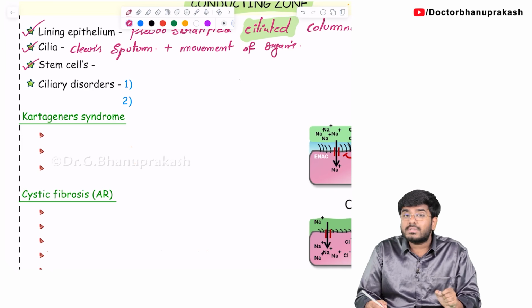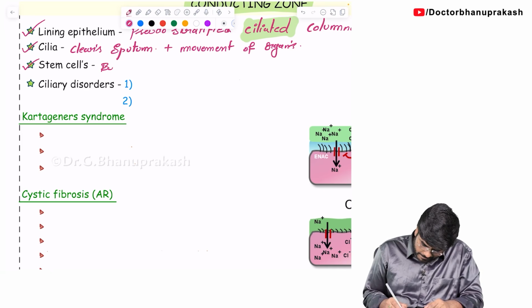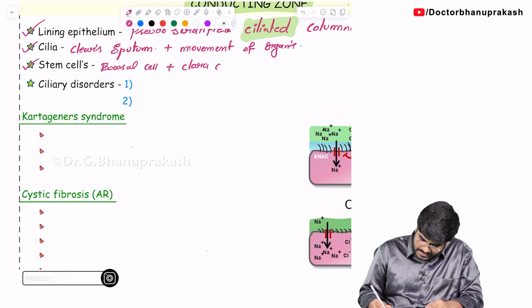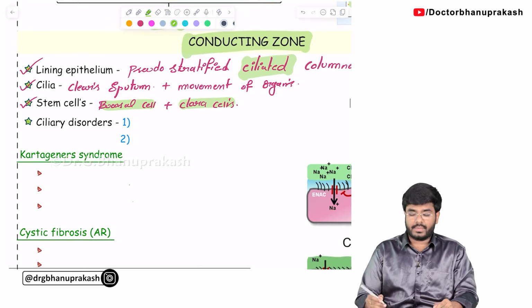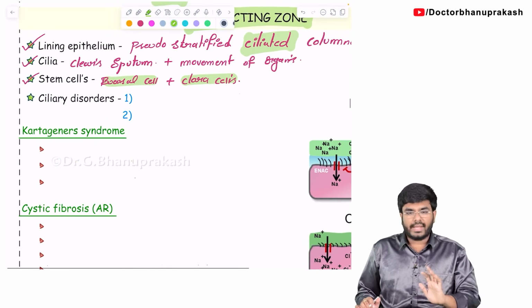So, what are the examples of stem cells in the conducting zone? The stem cells are basal cell and Clara cell. So, basal cell and Clara cell, these cells are present in the conducting zone, guys. They help in the replacement of the damaged cells.